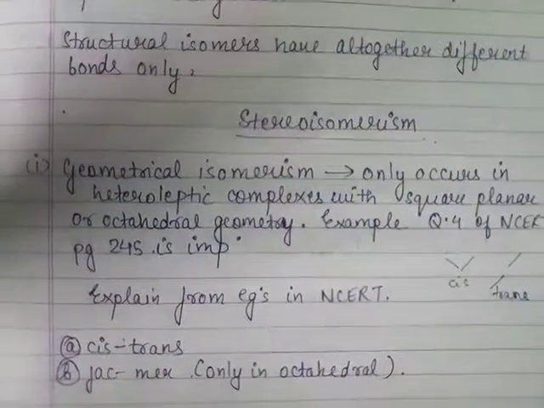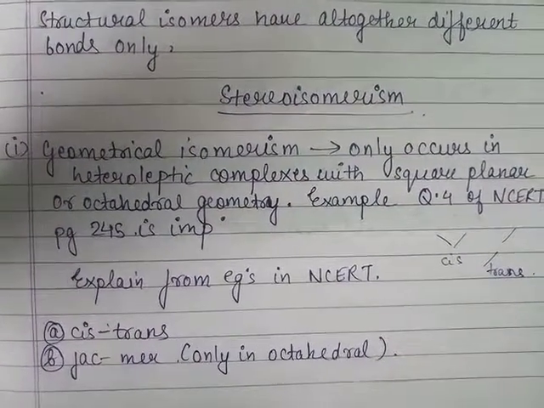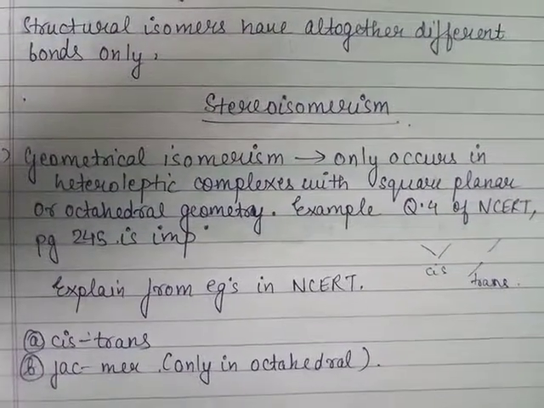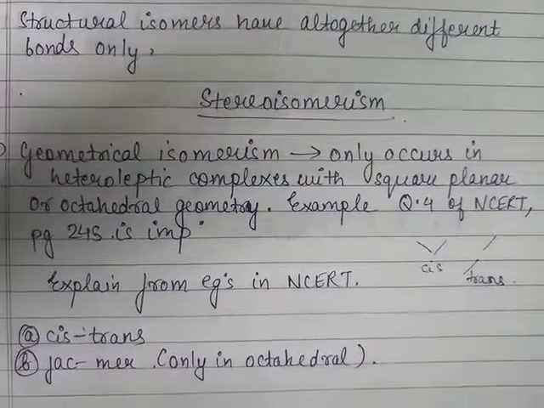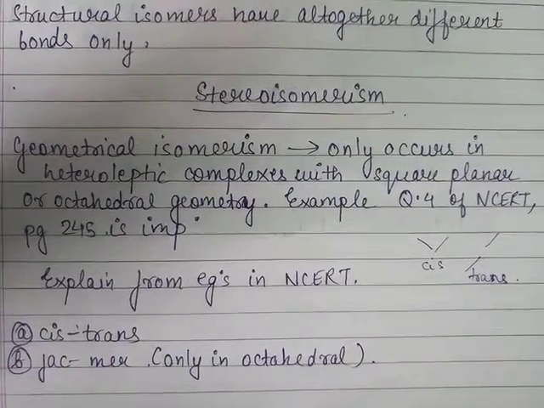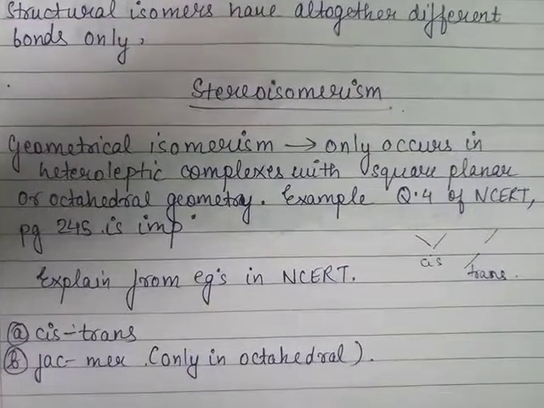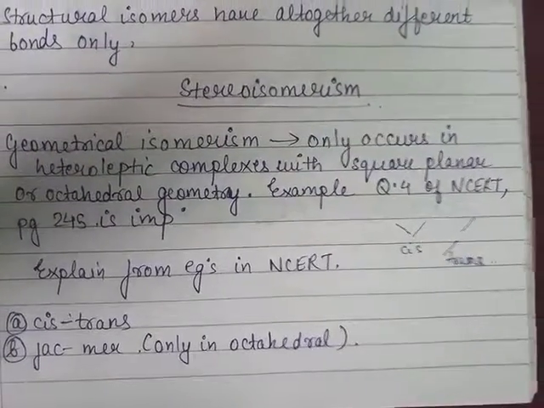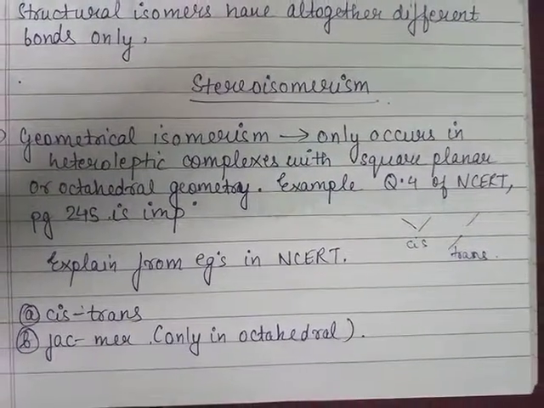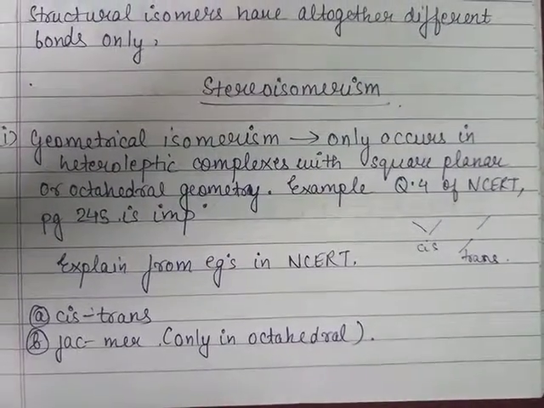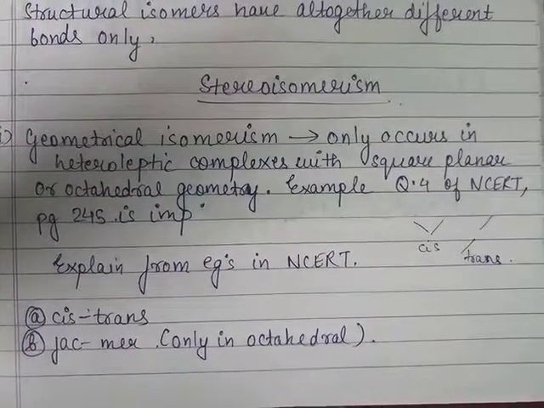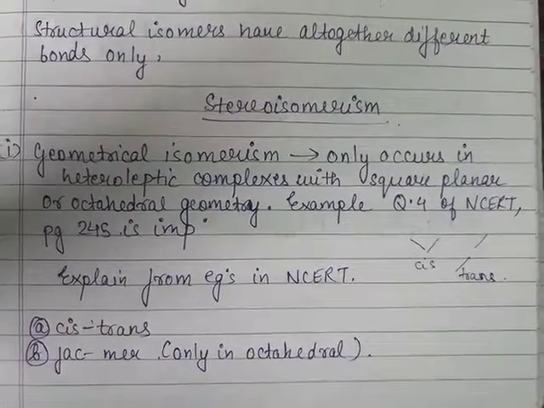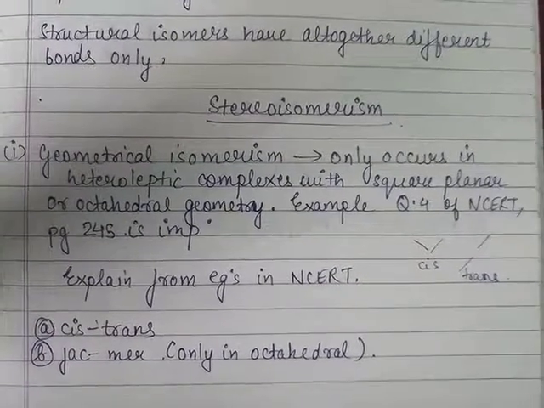Now the basic condition for geometrical isomerism: it will only occur in heteroleptic complexes, not in homoleptic complexes. What are heteroleptic complexes? That was explained in the first video, but still, heteroleptic complexes are those in which there is more than one type of ligand, like NH3 and Cl, or any other ligands, but not the same ligand only. Only NH3 or only Cl cannot be there. If that is the case, the compound will not show geometrical isomerism.